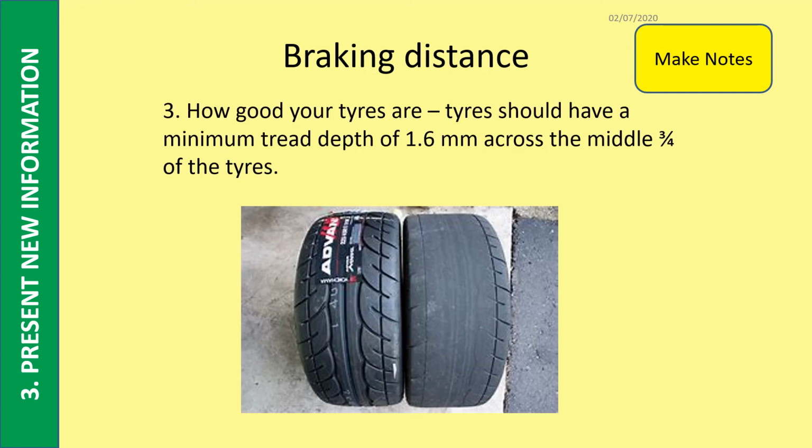The third factor is the condition of your vehicle's tyres. Now, your tyres are the only point of contact between your vehicle and the road, and worn out tyres aren't as good at stopping the vehicle because they reduce friction. There's a legal requirement for your tyres to have a minimum depth of 1.6 millimeters of tread across the middle 3/4 of the tyre.